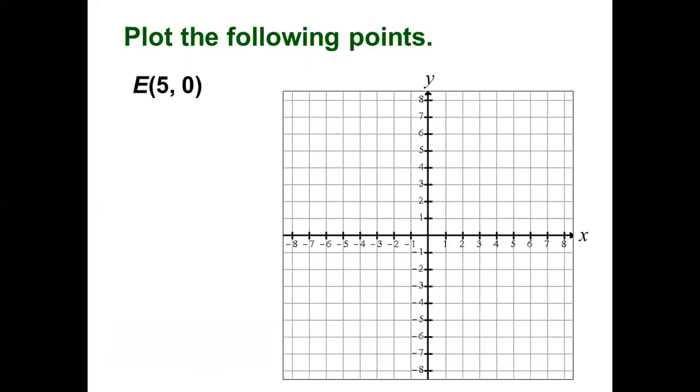But when he tells me 5 and 0, I'm going to look for 5 on the x-axis first, and then 0. What does 0 mean? It means that I stay in my place. 0 on the y-axis is here. So my point is here, 5 and 0.